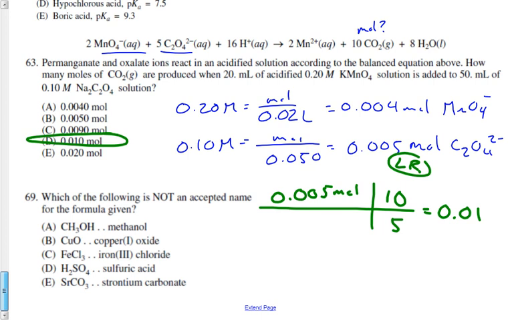Final one. I hope we did this right. What's the answer? B. That is copper 2, right? Copper 2.